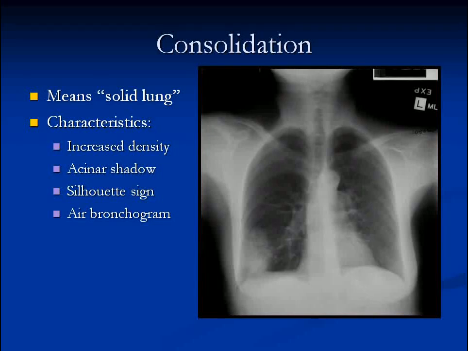We also notice that there's an area of increased soft tissue density, and that's what happens in consolidation. Thirdly, you'll see that the diaphragm immediately adjacent to the area of consolidation is completely gone. In other words, we can't see it. We can see the diaphragm central to the area of consolidation and into the costophrenic angle beyond, but right where the solid lung is, we cannot see the diaphragm, and this is called a silhouette sign.